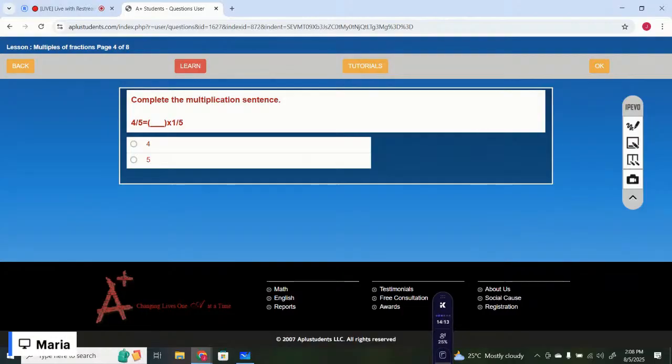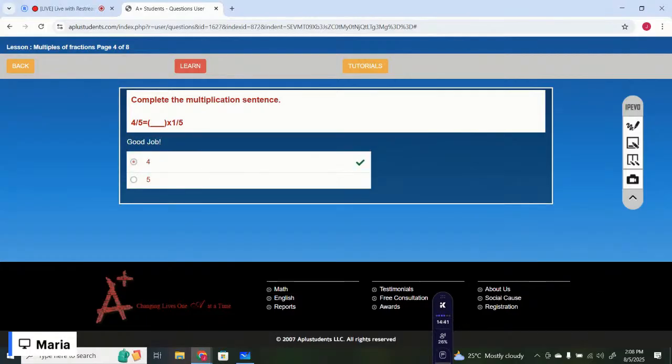Complete the multiplication sentence. 4 by 5 equals the missing number times 1 by 5. 4 by 5 equals 4 times 1 by 5. Option number 1 is the correct option.